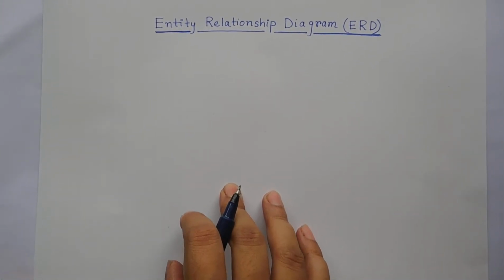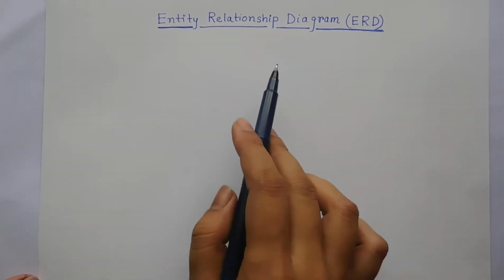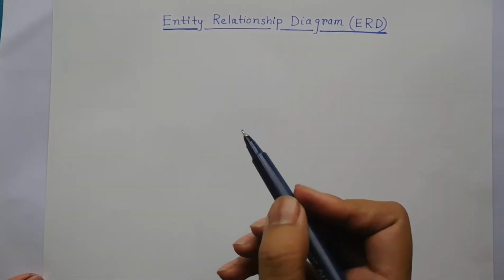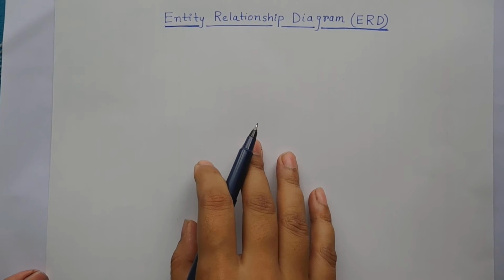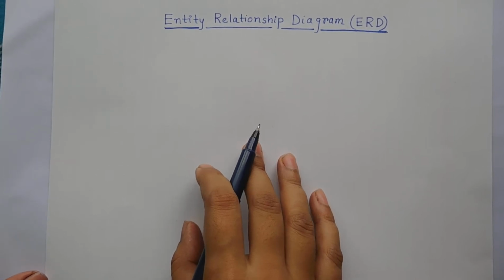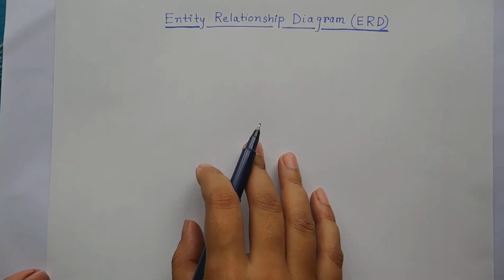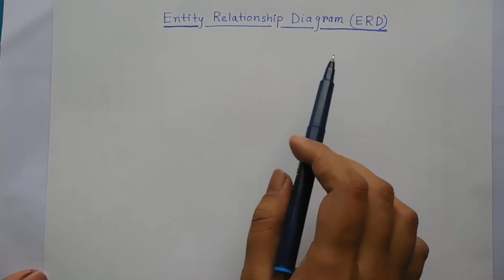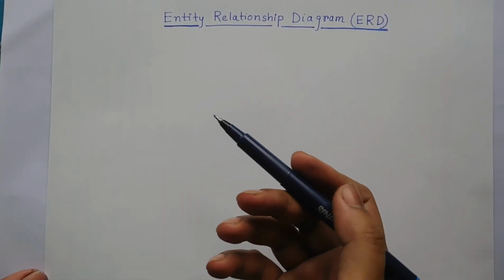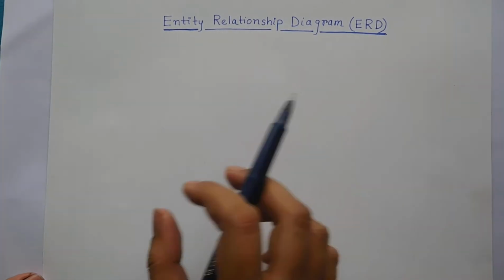Today we learn about Entity Relationship Diagram or ERD. What is it? How do we draw an ERD? So let's start. ERD is a pictorial representation which shows entities and or objects and the relationship between these entities.